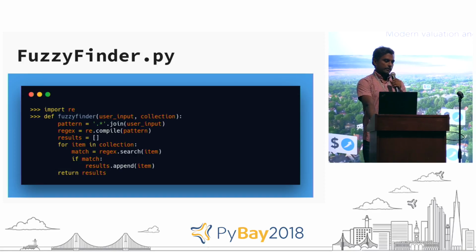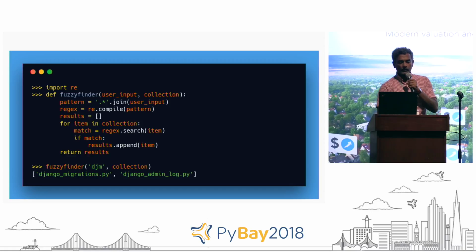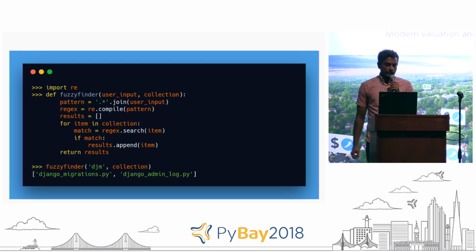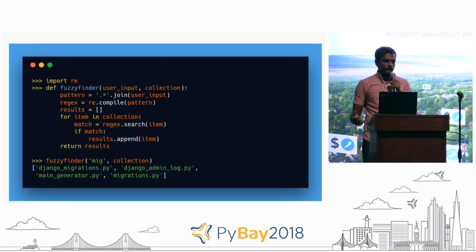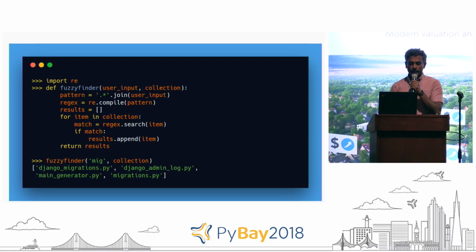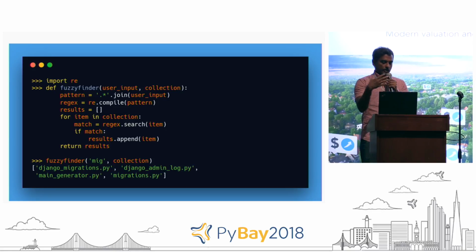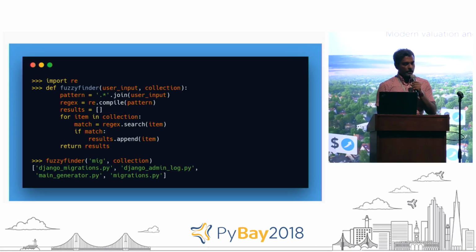Let's give that a shot. Let's see if that actually works. So I'm calling fuzzy finder. I pass in DJM and the collection, and I do get the results that I want. I'm ecstatic. I'm going to try another example here. Let's say MIG, for trying to find migrations.py. I do get a new list of items from that collection, and I see migrations.py in the list.